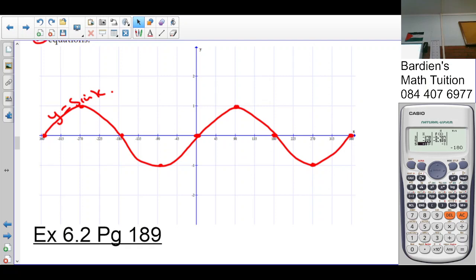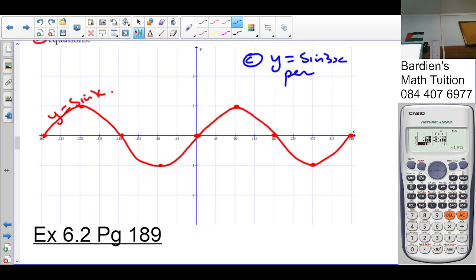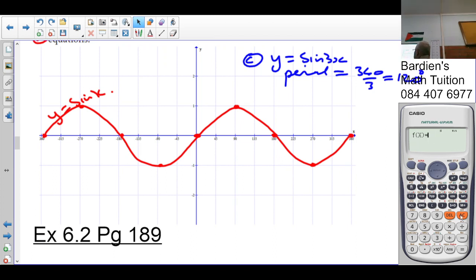And see, it was y is equal to sine 3x, no? So what's the period of this graph? It's going to be 360 divided by 3, which is 120. So that means the graph completes itself in 120 degrees. Not so. So it will go to 120. But we know that the steps, the in-between steps, should be 30 degrees. No? How do I know that? It's going to be 90 divided by 3.